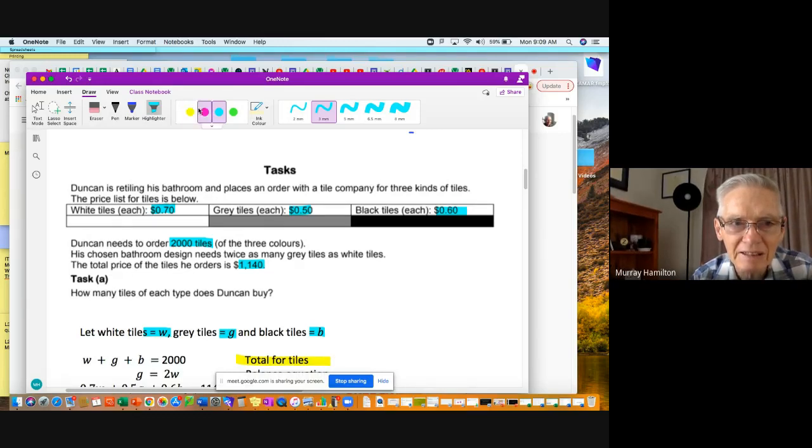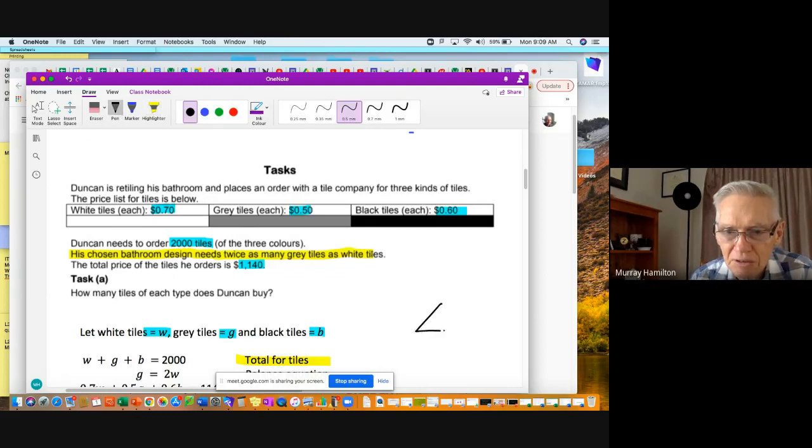Now this next sentence here, which I'm going to highlight in yellow, is chosen bathroom design needs twice as many grey tiles as white tiles. This here I call a balance equation. So with the balance equation, what I'm going to do is I'm going to draw a seesaw. So you put it here, and this is a very handy feature for me. So the seesaw, he needs twice as many grey tiles as white tiles, so he needs more grey. So they will weigh down the white, because when he gets home, he's got twice as many grey as white. If I want to make this now equal to each other, I have to double the white.